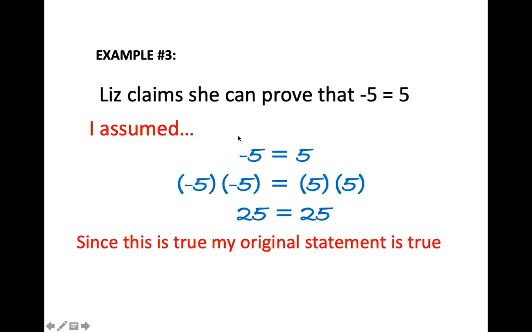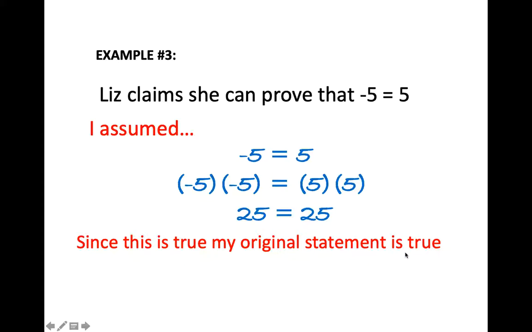Next one, example 3. Liz claims that she can prove that negative 5 equals positive 5. And so here you go. She assumes negative 5 equals 5. And then she decides, okay, I'm going to square both sides. So I square this one, square that one, and I get exactly the same number. So I must be saying something that is true. Since this is true, my original statement is true.